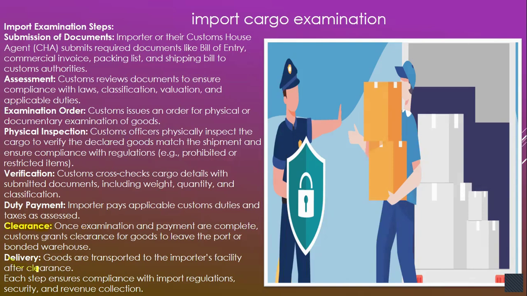Then delivery. After the clearance and out of charge, goods are transported to the importer's facility. This is the last step. The importer arranges the transporter, and the transporter arranges the e-way bill details. Then the cargo is picked up from the airport or seaport for the next step. Each step ensures compliance with import regulations, security, and revenue collection.